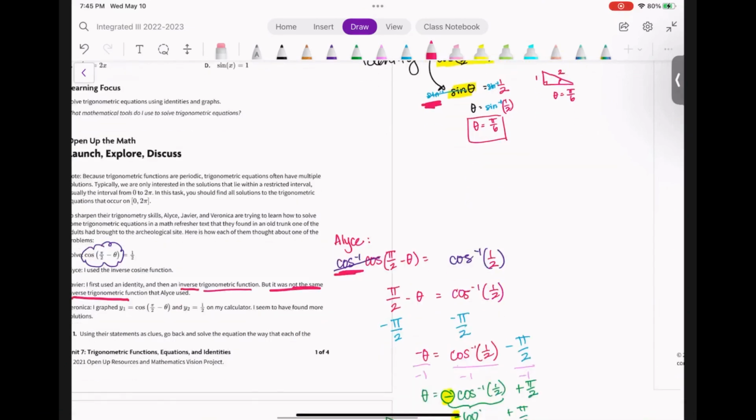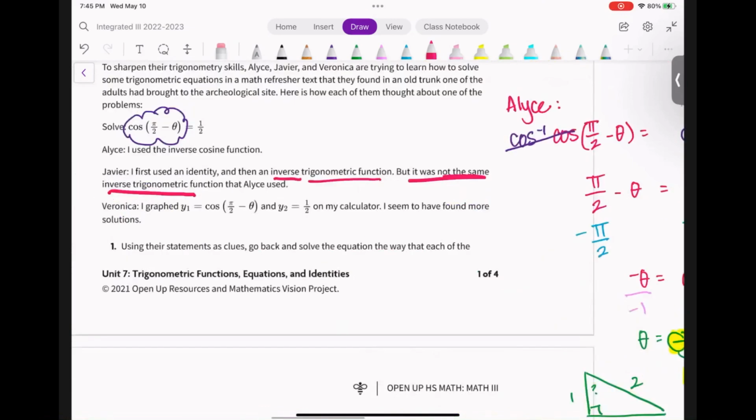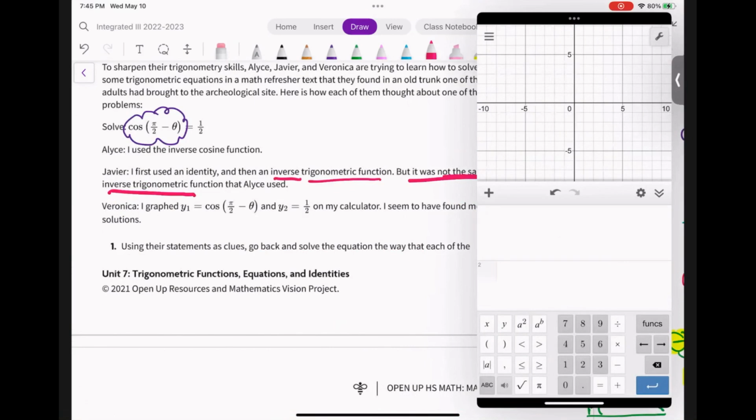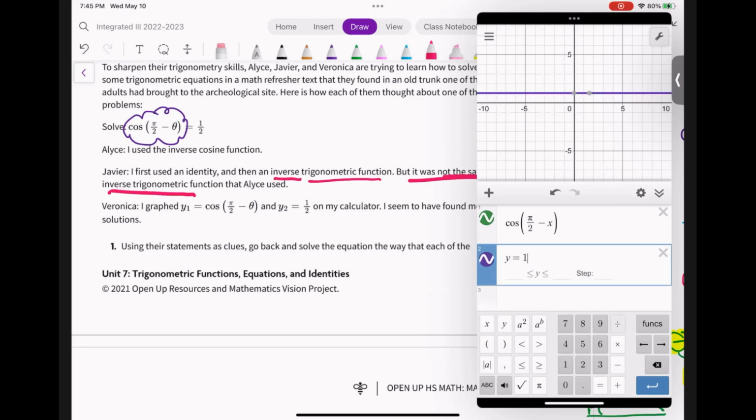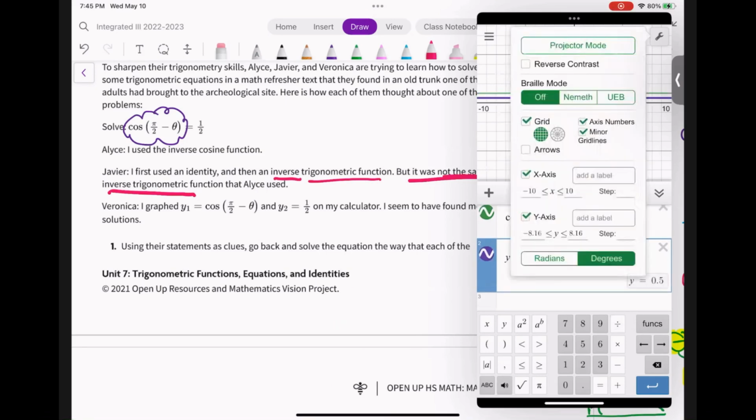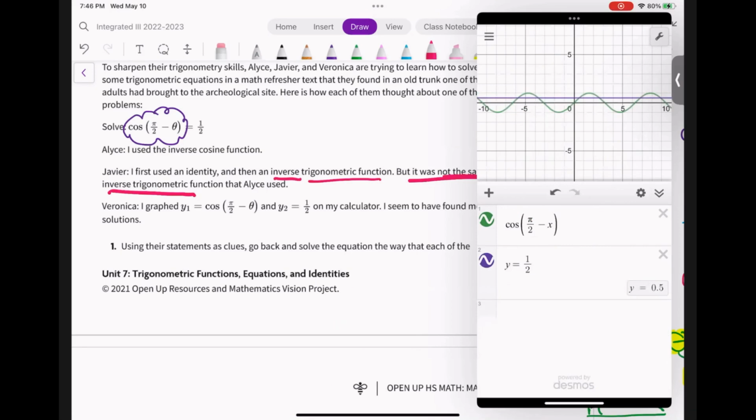Okay. Last but not least, Veronica said, I graphed. So we're just going to go straight graphing. She graphs cosine of pi over 2 minus theta, minus x. And she goes, y2 is equal to 1/2. So I got to write y equals 1 divided by 2. And then I got to change this to radians, okay, there it's showing up.